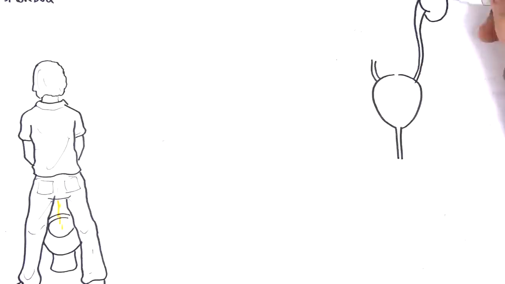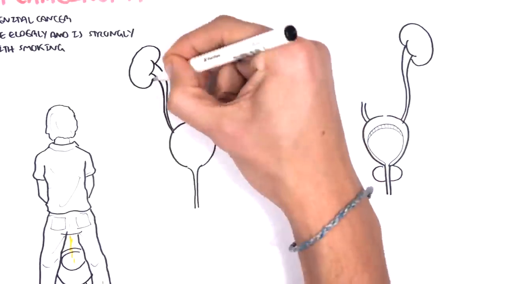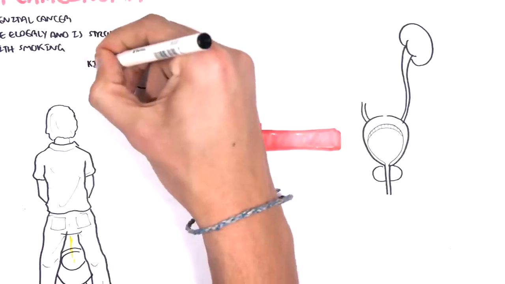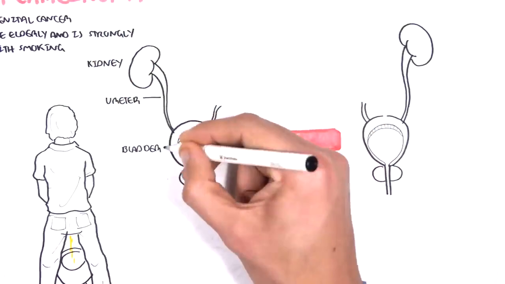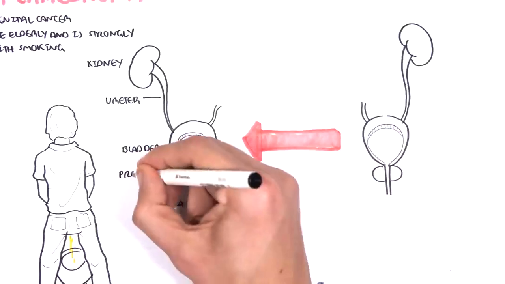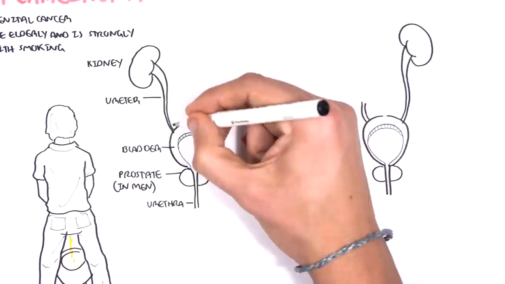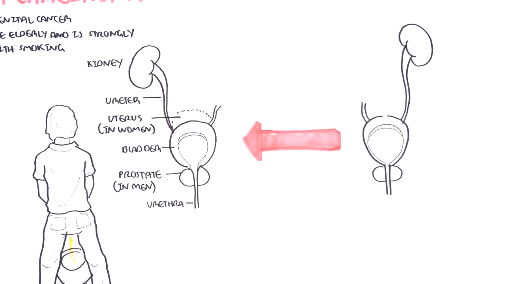Before going into the presentation of bladder cancer, it's important to revise the anatomy. Here is the kidney, the ureter, which brings urine into the bladder where urine is stored. When the bladder is full, urine passes through the urethra and goes out. There is the prostate below the bladder in men. And in women, there is the uterus, which is behind the urinary bladder.